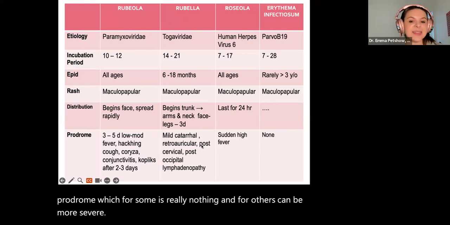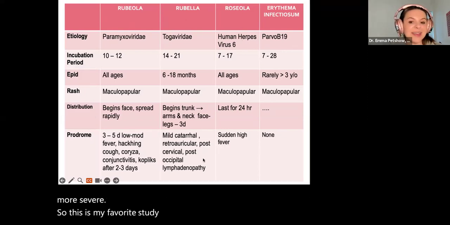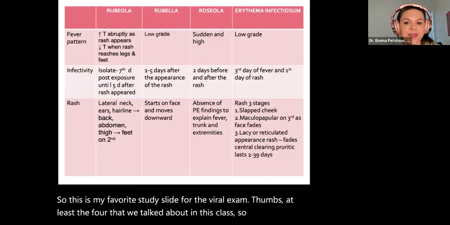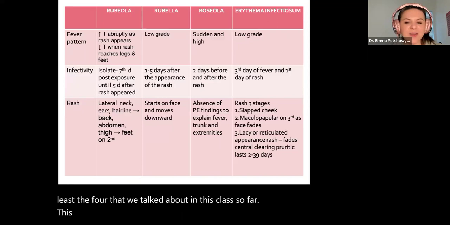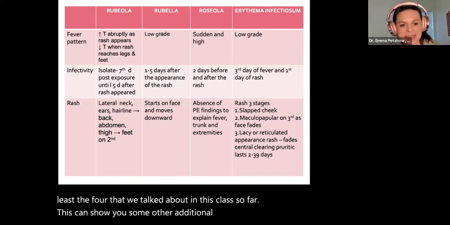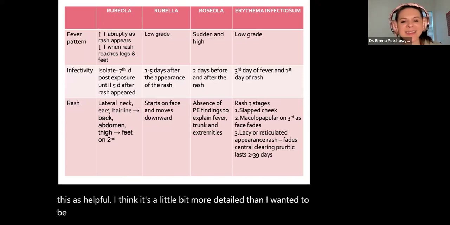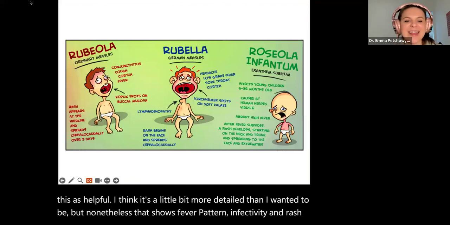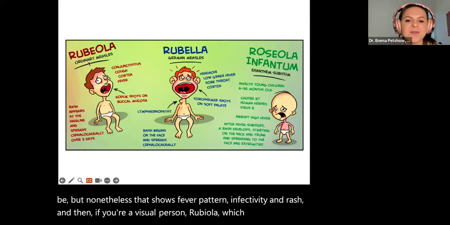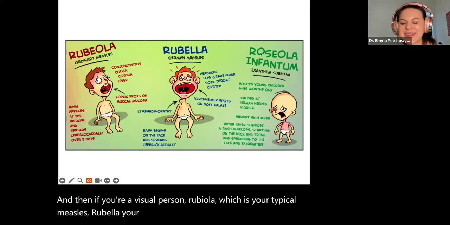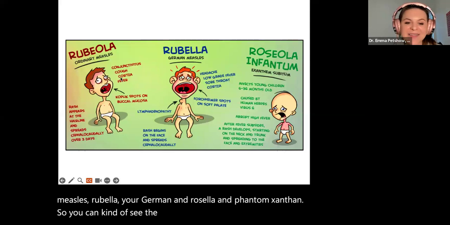So this is my favorite study slide for the viral exanthems, at least the four that we talked about in this class so far. This can show you some other additional components. I don't find this as helpful. I think it's a little bit more detailed than I want it to be, but nonetheless, it shows fever pattern, infectivity, and rash. And then if you're a visual person, rubeola, which is your typical measles, rubella, your German, and roseola infantum, exanthem. So you can kind of see the differences visually here with these three different conditions.